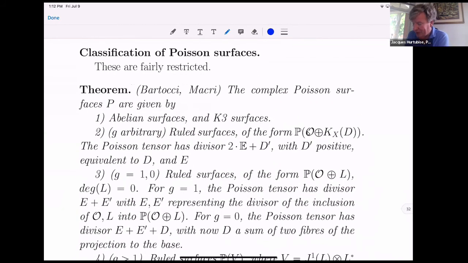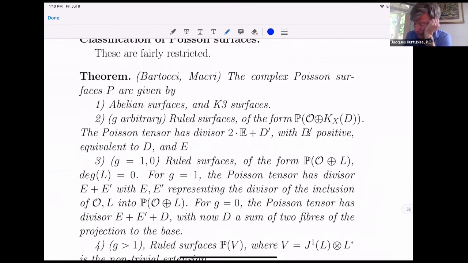And there's a theorem of Bartocci and Macrì. It gives you at least complex Poisson surfaces, and there are rather few of them. There are, of course, the symplectic surfaces that you'd expect, abelian surfaces, so tori, fine. K3 surfaces. But there are also ruled surfaces, which are the examples we've seen. And it turns out that the ruled surfaces are actually quite restrictive. You see, in general, you'd imagine you take the projectivization of a vector bundle and all would be well. And it doesn't work this way.